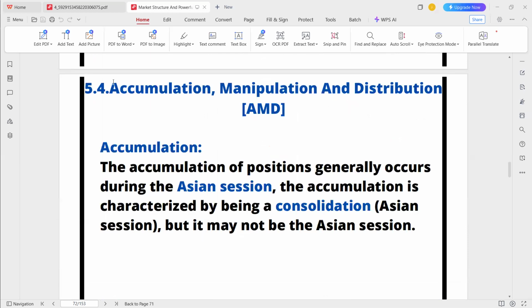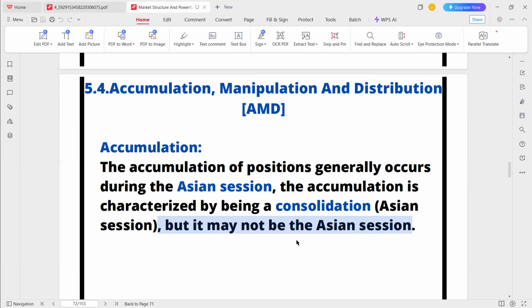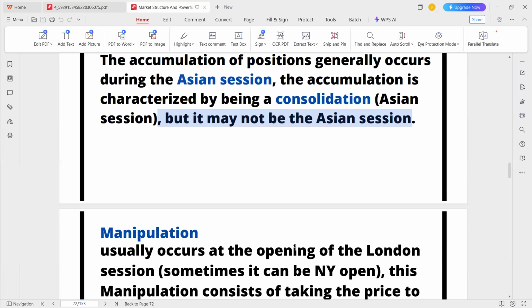So the next thing on our chapter is accumulation, manipulation, and distribution, which is usually abbreviated as AMD. The accumulation of positions generally occurs during the Asian session. The accumulation is characterized by a consolidation. It's usually the Asian session, but that's one thing you need to know: accumulation may not be the Asian session, and sometimes it might not happen in the Asian session.